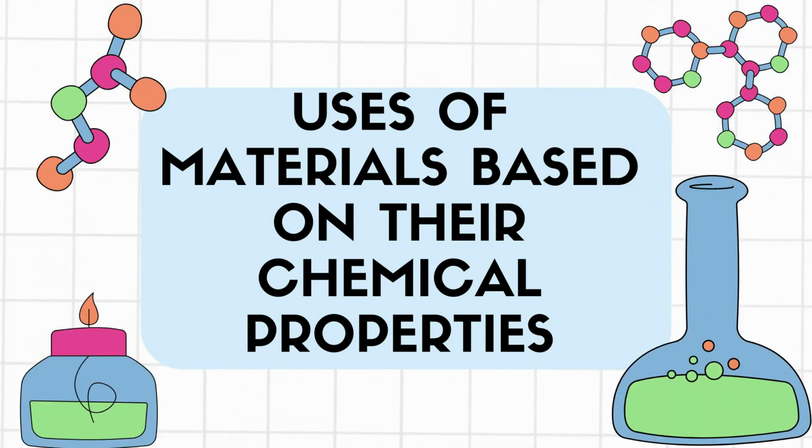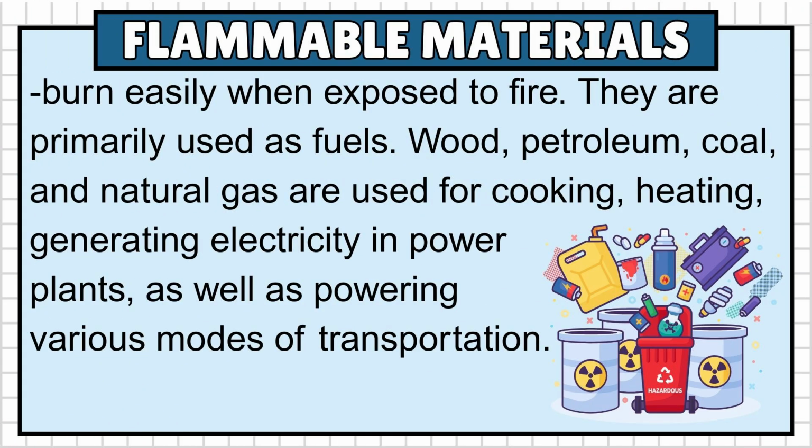Uses of materials based on their chemical properties. Flammable materials burn easily when exposed to fire. They are primarily used as fuels. Wood, petroleum, coal, and natural gas are used for cooking, heating, generating electricity in power plants, as well as powering various modes of transportation.